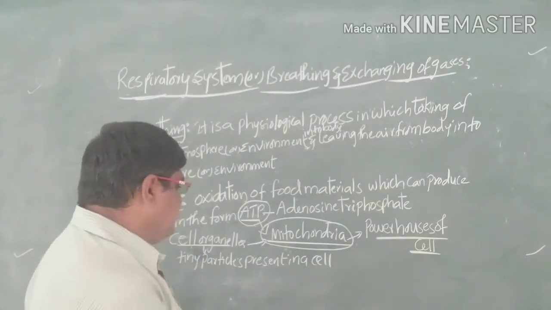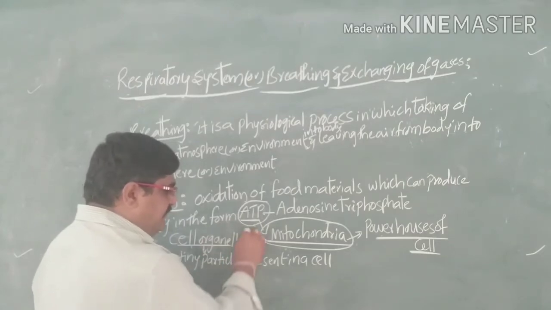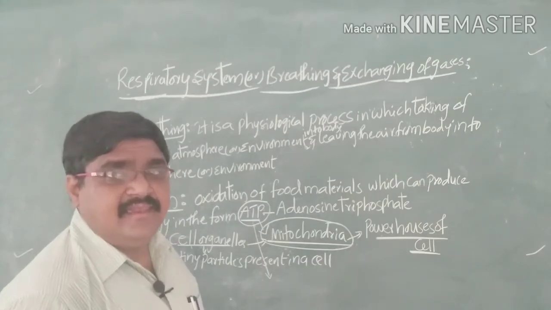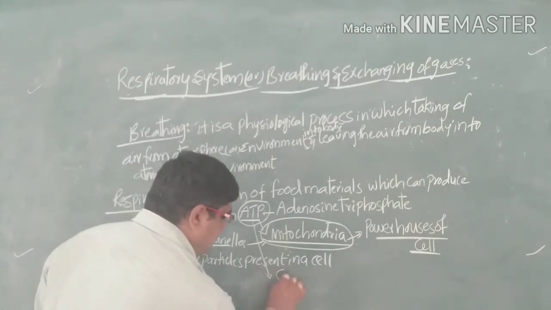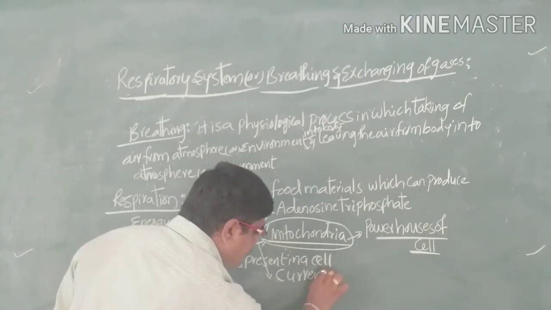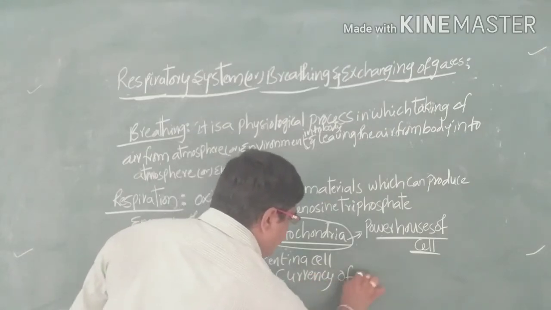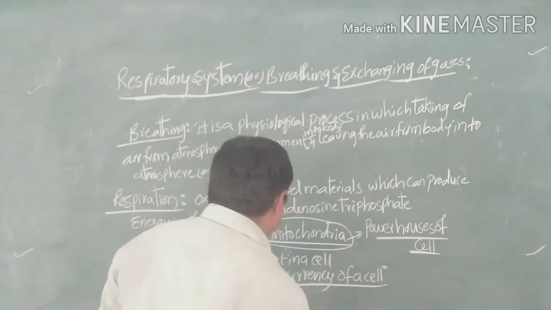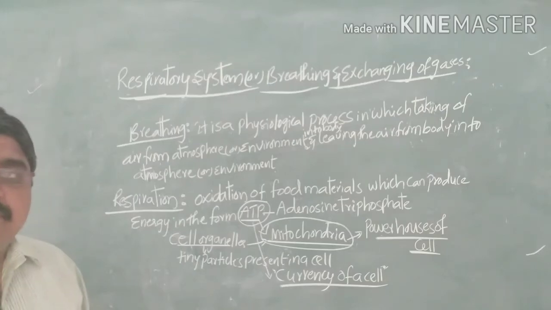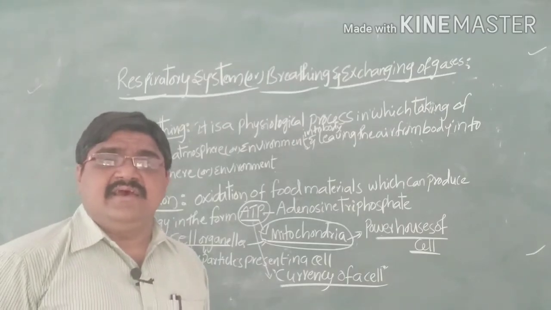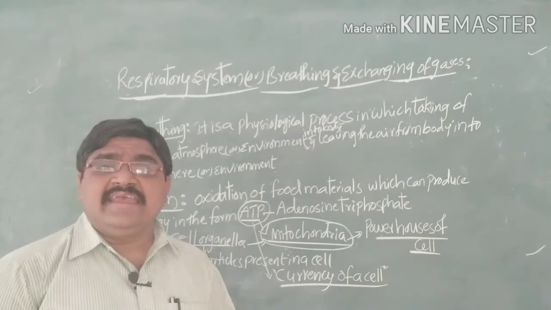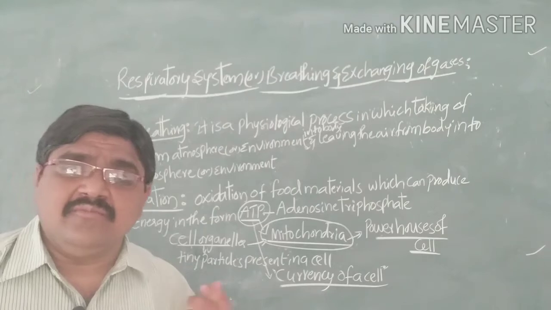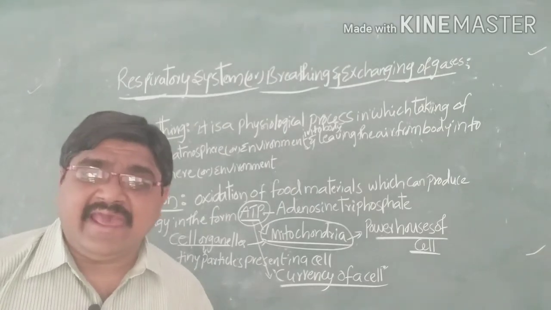And also, ATP we may call the currency of the cell. Why can we call it that? Without ATP, the cell cannot perform its metabolic activities.